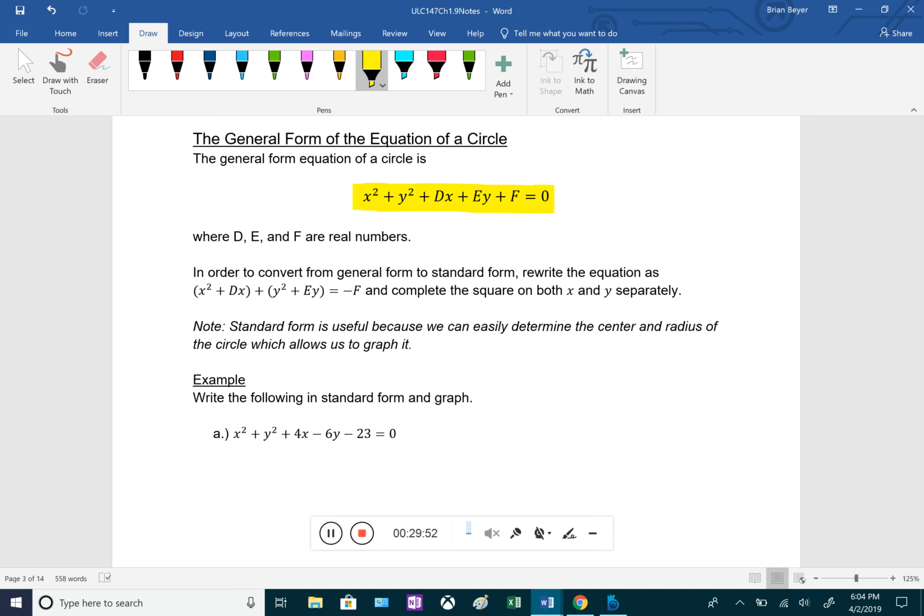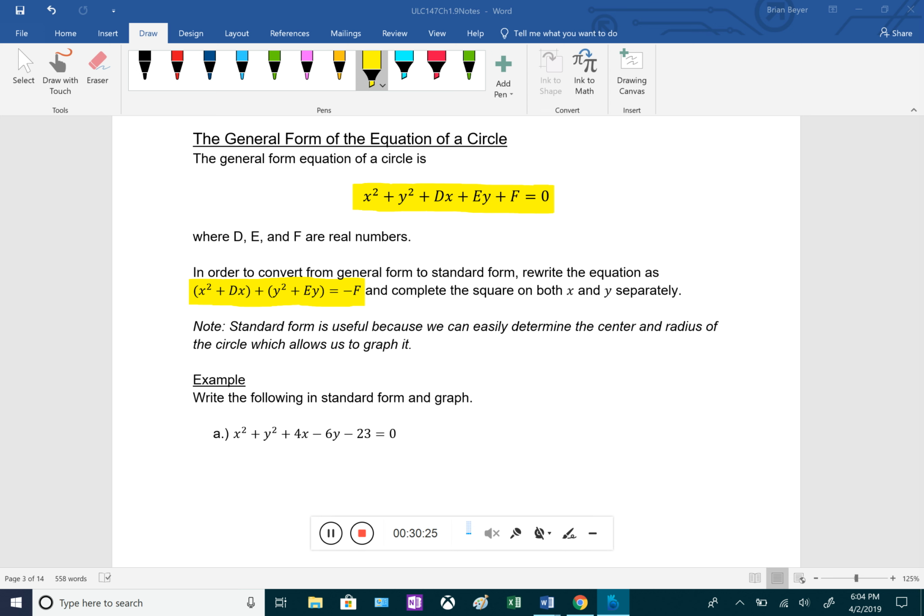So we're going to convert from general form to standard form. To do this, we're going to put the x's next to each other: x squared plus dx, plus the y squared plus ey. We're just rearranging it, and then we get the constant, which is f, on the other side of the equation. And then we have to complete the square on both the x's and the y's separately. So we actually have to complete the square twice here.